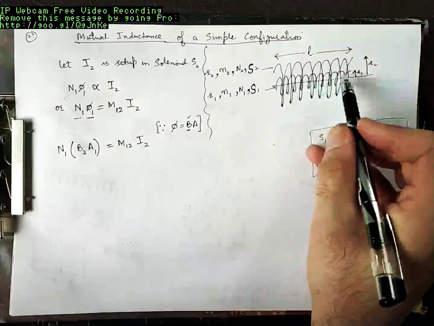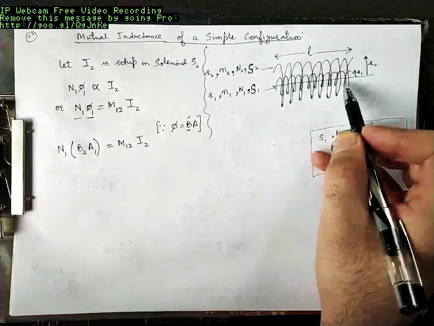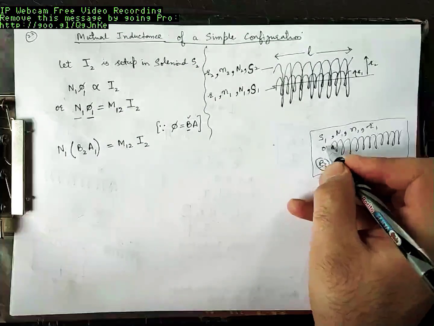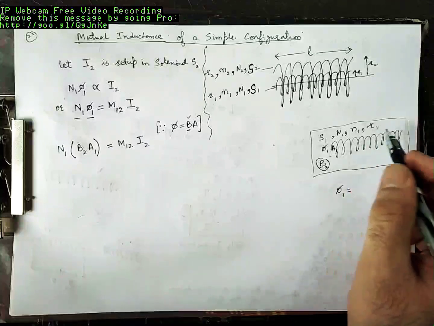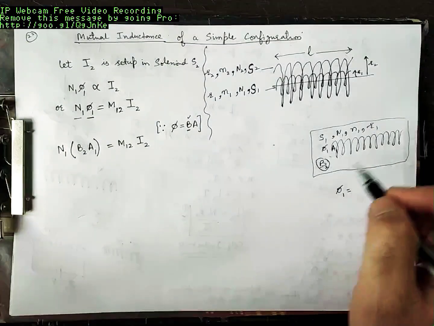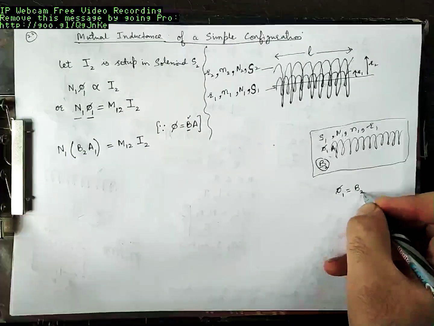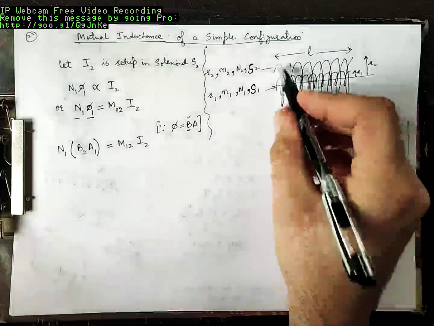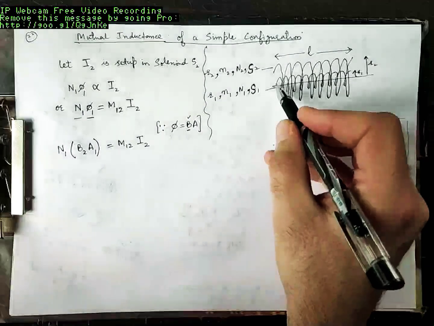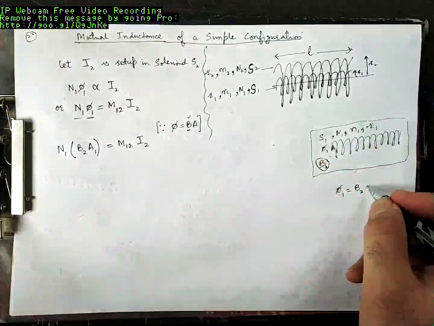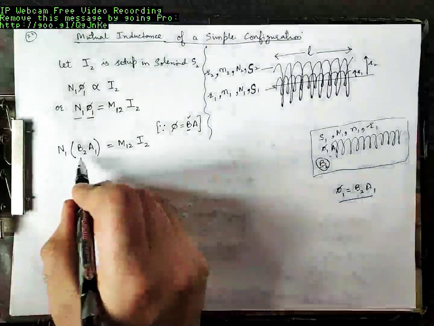And the flux passing through this coil, let's call it phi 1. That flux phi 1 will be equal to the external magnetic flux density B2 into the area of which coil? The area of this coil. We want to calculate flux through this coil, its area is A1, so B2A1. That's why I mentioned here B2A1.